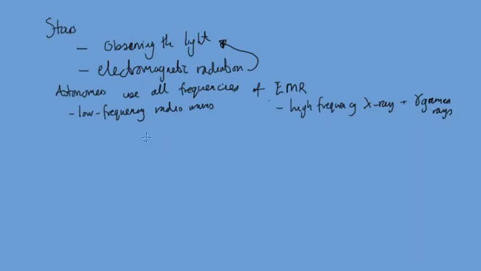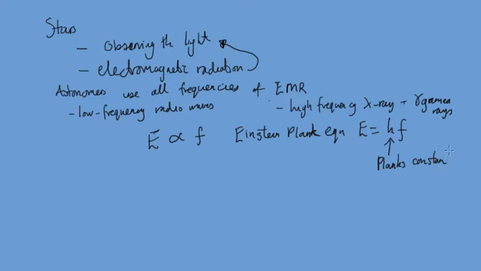Now the energy of radiation is directly proportional to its frequency, and we have the Einstein-Planck equation, which has the energy of radiation equal to h, which is the Planck constant, times f, the frequency. We're not going to go into detail of this equation, but it's just important that you understand where all this comes from as we discuss it further.